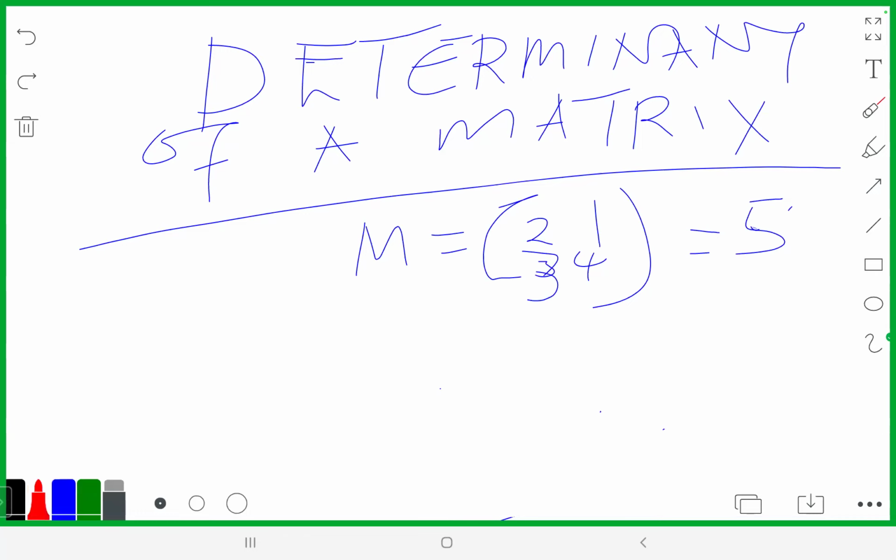To find the inverse, you just say 1 over the determinant. Your determinant is 5, so 1 over 5, then multiplied by the matrix. Now, get this clear. The numbers in the major diagonal, they swap. So where there is 2 you write 4, and where there is 4 you write 2. The first thing is to find the determinant. After you have found it, you write 1 over the determinant. Then the entries in the major diagonal exchange positions. Is that clear?